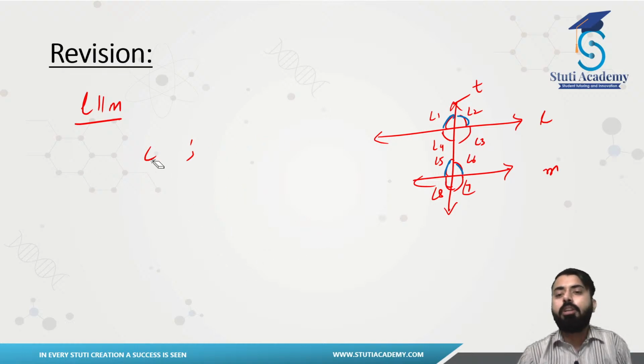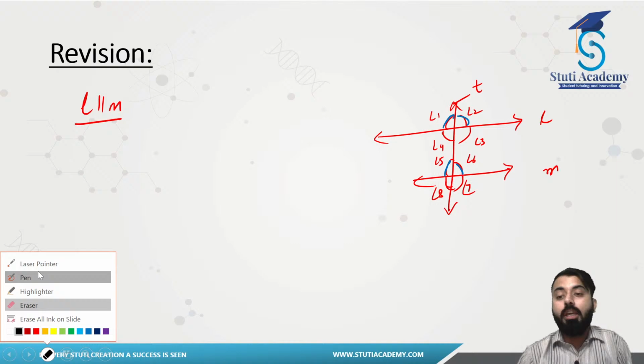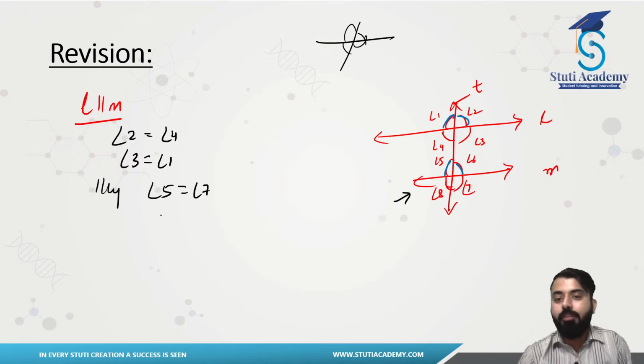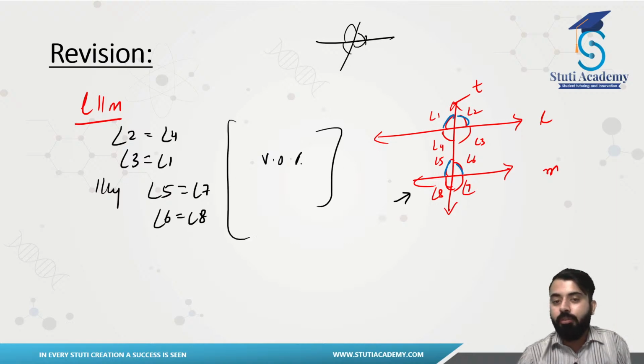If we had to find your vertically opposite angles, what were those? If two lines were intersecting each other, the angles which were not adjacent but opposite to one another will be equal. So angle 2 will be equal to angle 4, angle 3 will be equal to angle 1. Similarly, in the bottom case, angle 5 was equal to angle 7 and angle 6 was equal to angle 8. All of these were your vertically opposite angles, right? Then we had alternate interior angles, right?